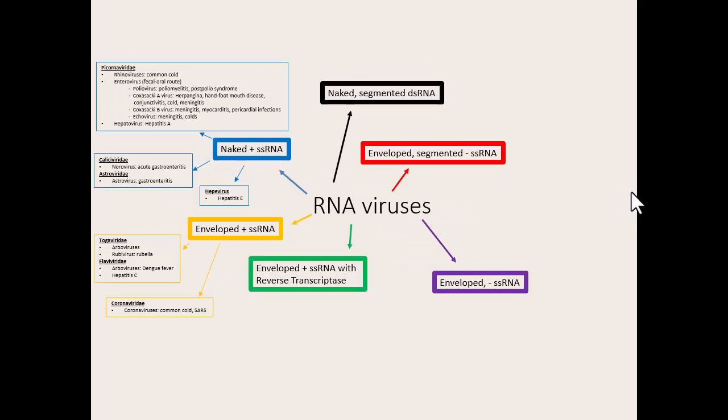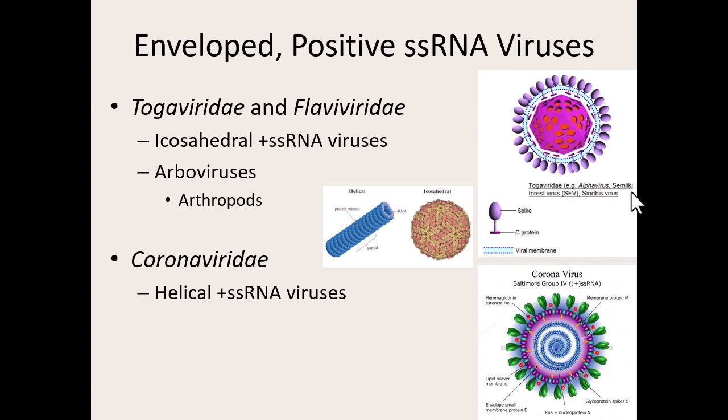My hope is to get through these guys today. So these are all enveloped. They all have an outer envelope that they stole from their host cell, and they're all positive single-stranded RNA. The togaviridae and the flaviviridae are usually grouped together, discussed together, mostly because the majority of them are spread by arthropods, insects. Not all of them, but most of them are. They're also grouped because of the shape of their capsid. It's an icosahedral shape, so a cool geometric shape to them.